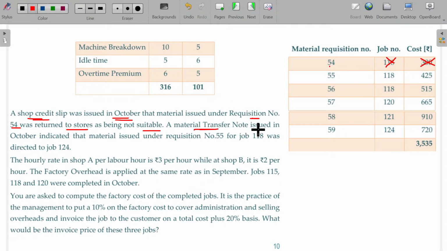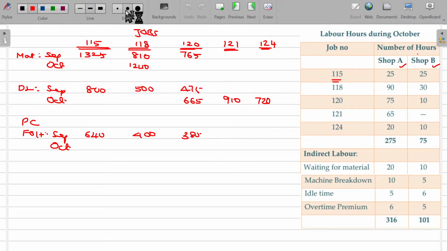Yet material transfer note issued in October indicated that the material issued on requisition slip number 55 for job 118 was directed to job 124. So this item, actually for 118, later on it is transferred to where? Job 124. So from this it is very clear, this is also now 124. So you have to consider only 515 to be considered here. Here 515.